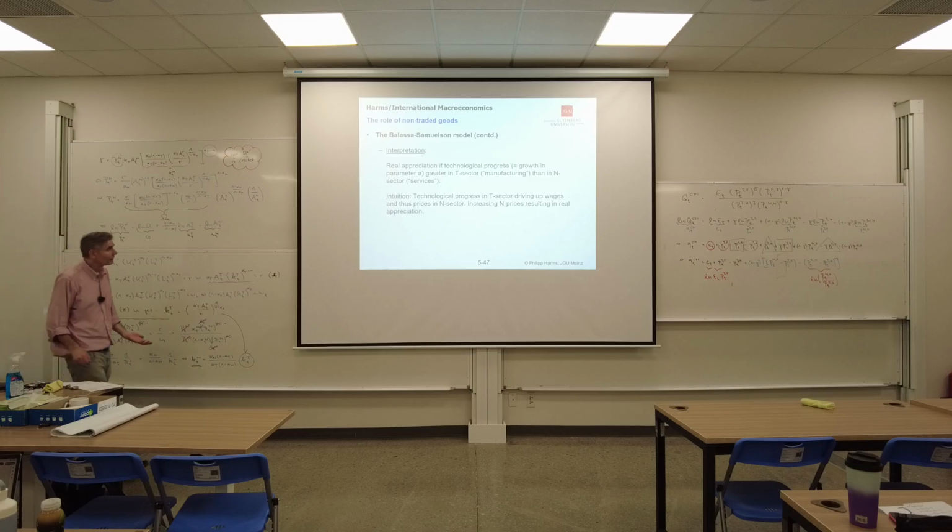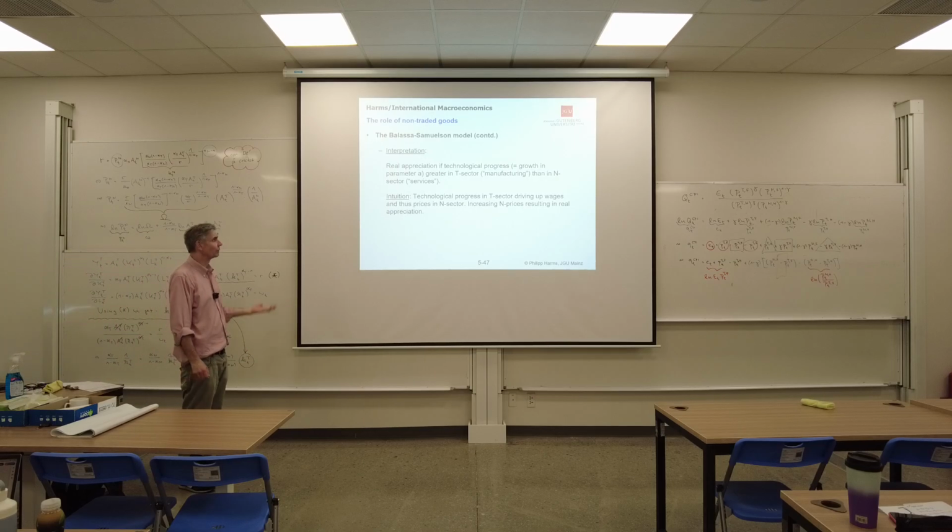So the interpretation is there's a real appreciation if technological progress, that is growth in parameter A, is greater in the T sector, manufacturing, than in the N sector. And the intuition is, again, technological progress in the T sector drives up wages and thus prices in the N sector. Increasing N prices result in a real appreciation.